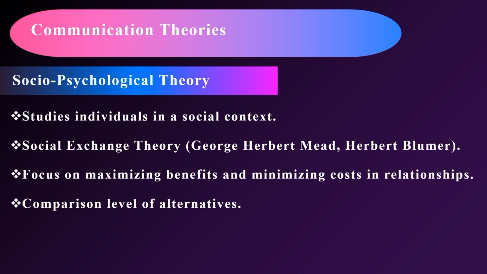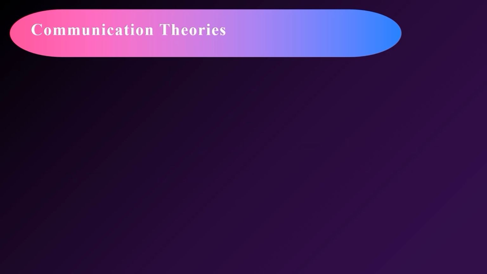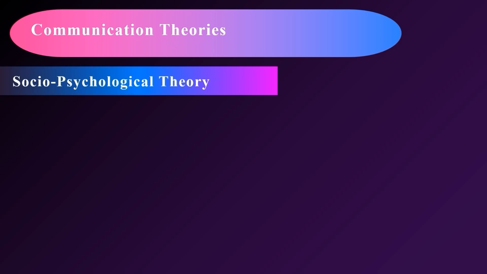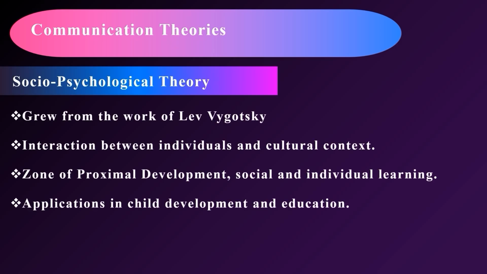However, social exchange theory differs from economic theory by making predictions about the relationship between persons, and not just the evaluation of goods. Next one is socio-cultural theory. Socio-cultural theory grew from the work of Lev Vygotsky, who believed that parents, caregivers, peers, and the culture at large are responsible for the development of higher order functions.